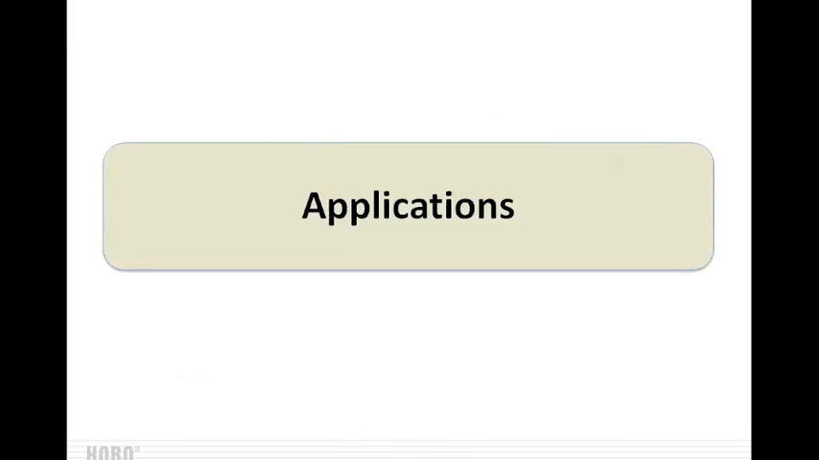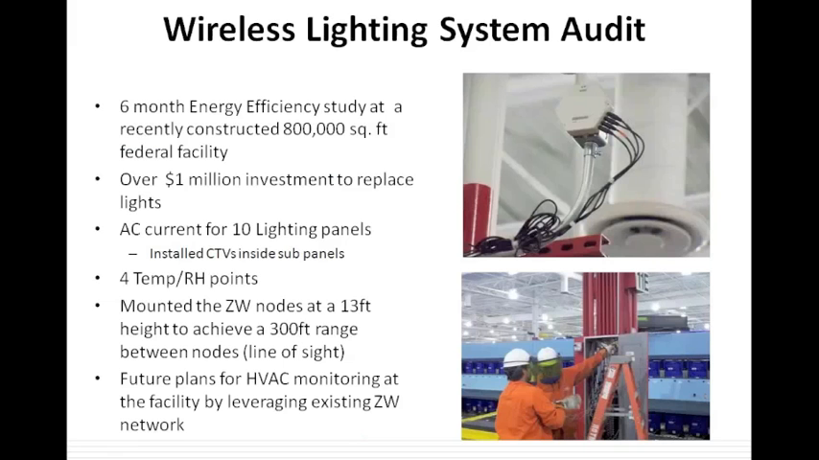So hopefully at this point you understand a lot about the ZW system, its features, and all of its components. But I wanted to also walk you through a few examples of how our customers are using this in specific applications. This application shows a 6-month energy efficiency study at a recently constructed 800,000 square foot federal facility. This facility had put in over $1 million investment to replace the lights for more energy efficient lighting. And they had 10 lighting panels where AC current was supplied to the various sets of lights.